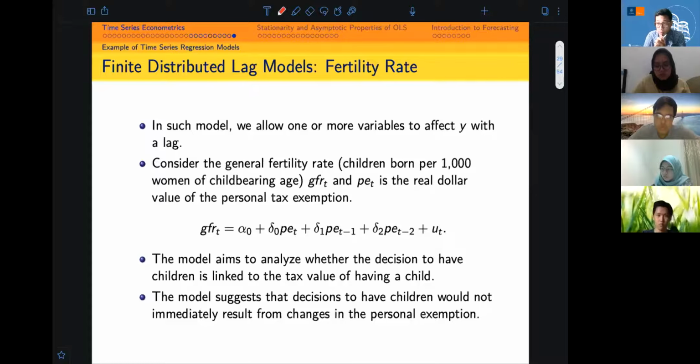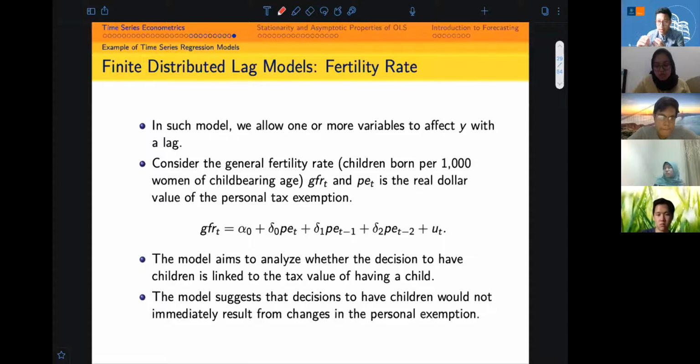In this particular case, we want to know whether the personal exemption policy is going to improve the fertility rate of people. So, if you give households more savings through lower taxes that they have to pay, perhaps they're going to decide to have more children. And so you want to see whether there is that effect.